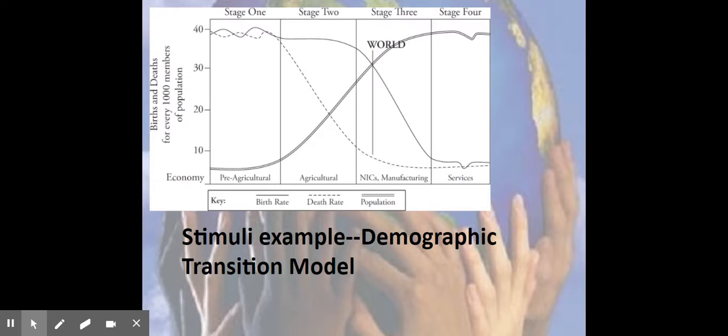This is a big model that we use in our population unit. This is known as the demographic transition model. What we look at here with the demographic transition model is we look at birth rates, we look at death rates, and how the world's population has changed over time. And we always ask questions. Why are people moving from place to place? Why does New York City have more people than, say, a small town in Iowa?